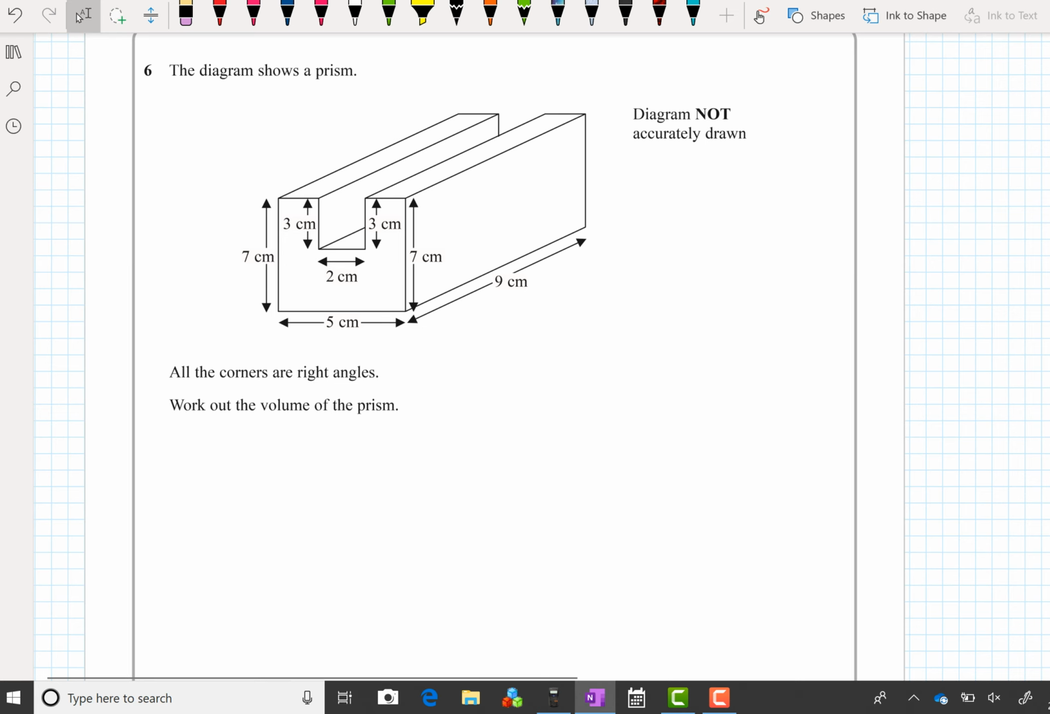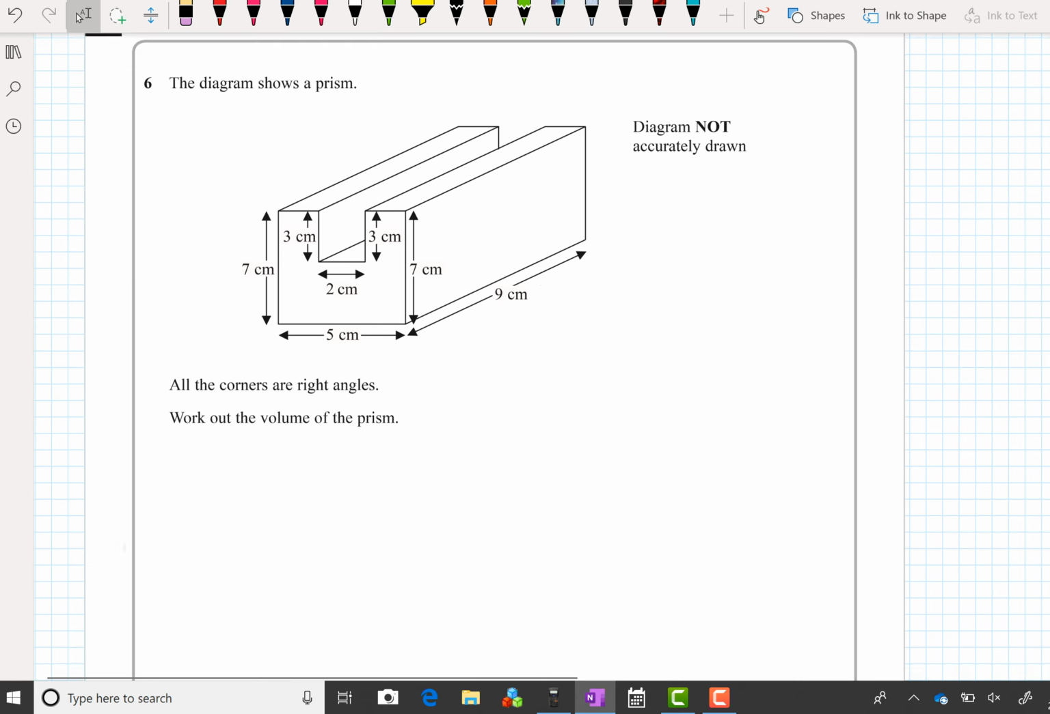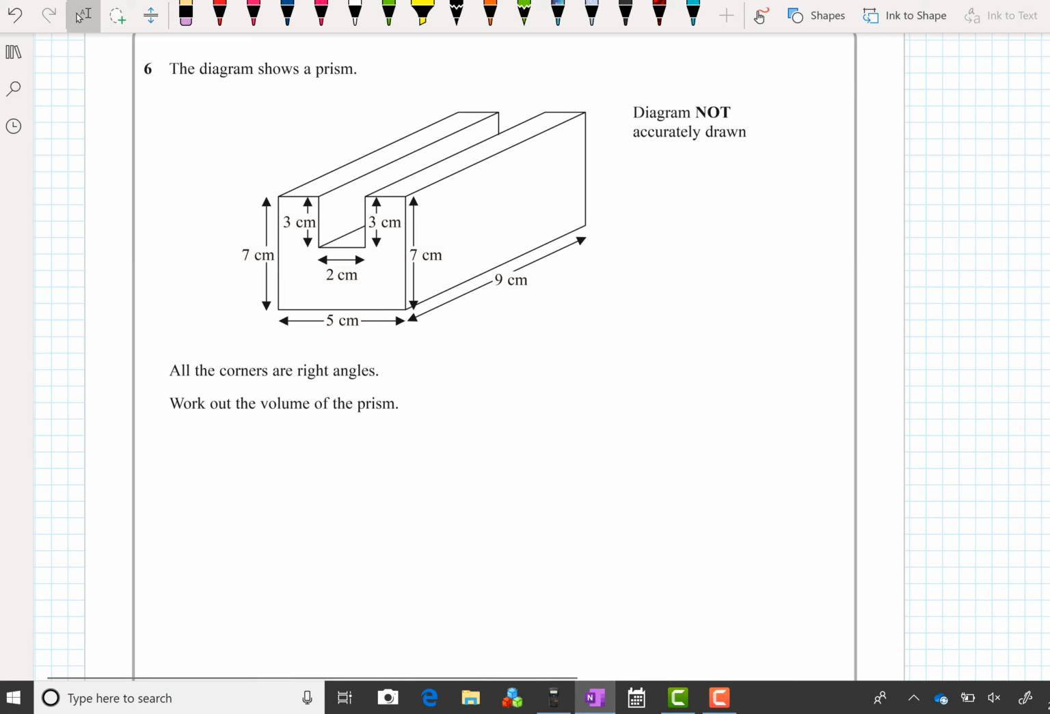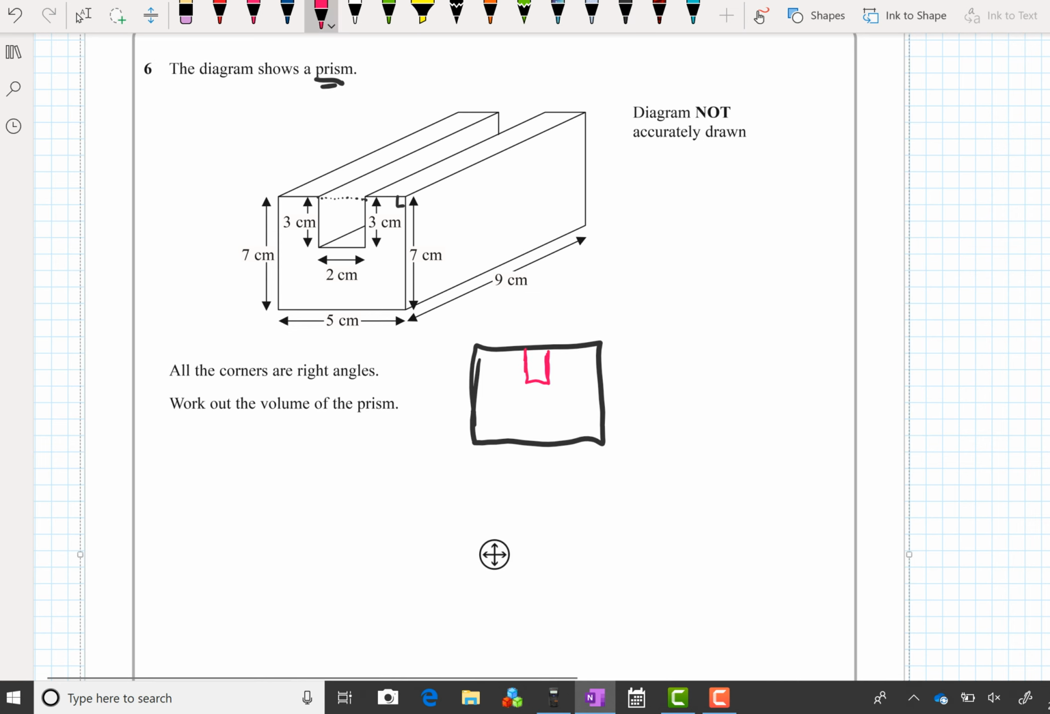Right, 6. Diagram shows a prism. Oh, formula page. Diagram not drawn accurately. Okay, so all corners are right angles. So every single corner here is a right angle. So we can assume that if we were to extend it along like that, that whole shape would be a square. And then if we were to take away this section here, we could say that's a square subtract a rectangle. Might be a square, might be a rectangle.